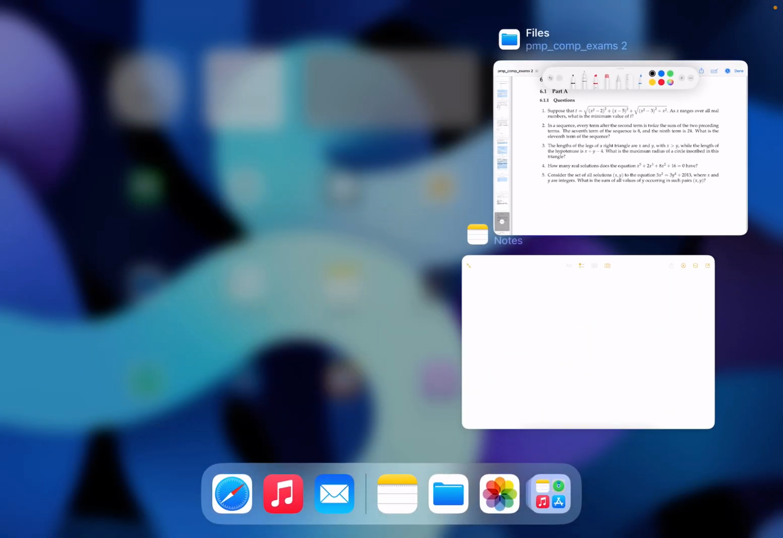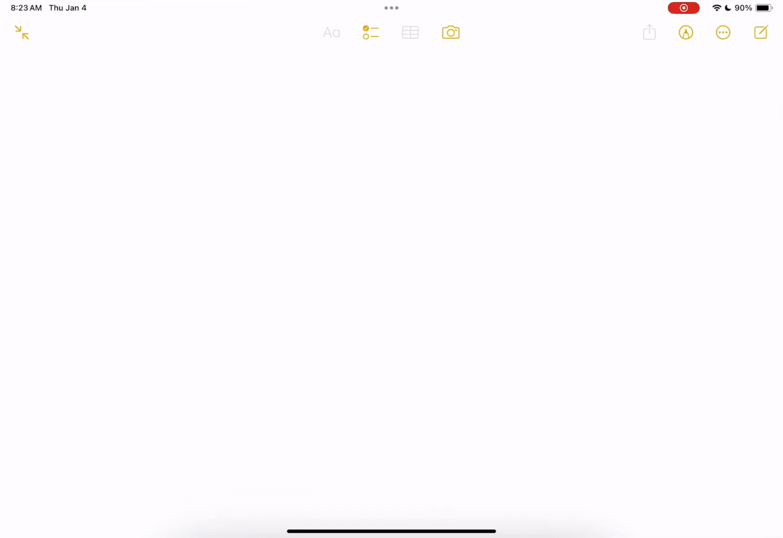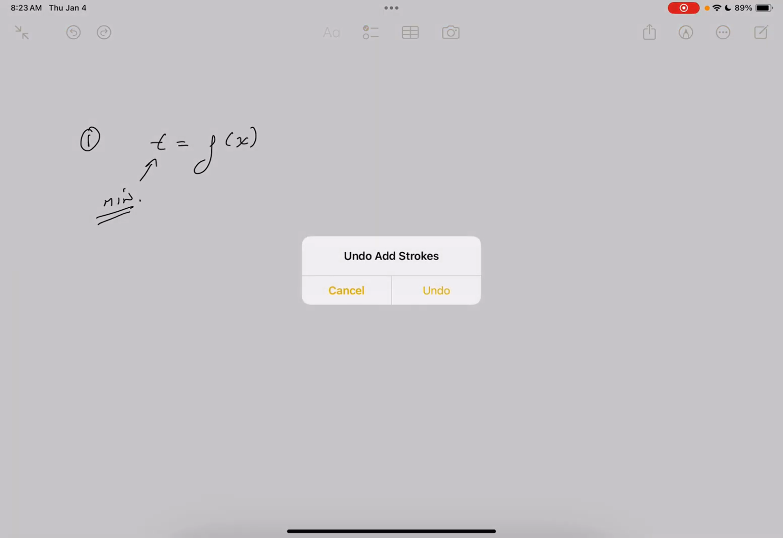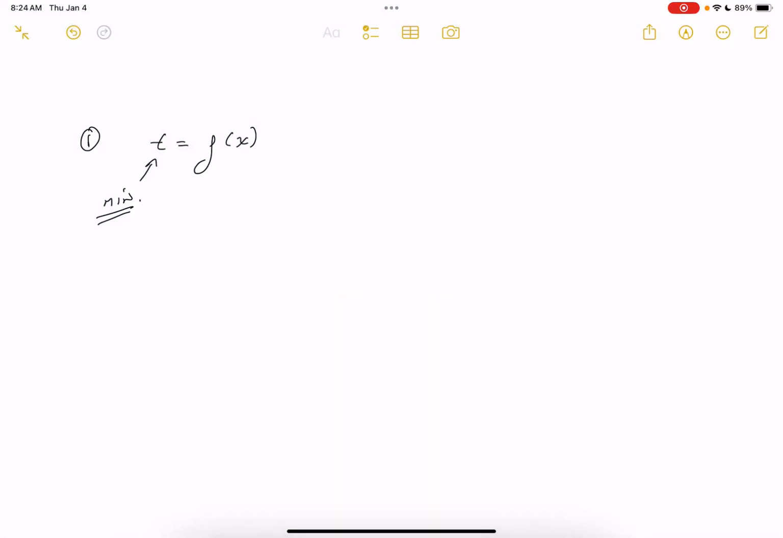Let's go to the whiteboard, and I'm going to write down what I'm seeing over here. Again, this is number one, and I'm seeing t as a function of x. And what they want to do, they want to minimize this. All right, now looking at it, let me just go back and look at what they said it's equal to. It's equal to a root. And the root it's equal to is x squared minus 2 squared plus x minus 5 squared.